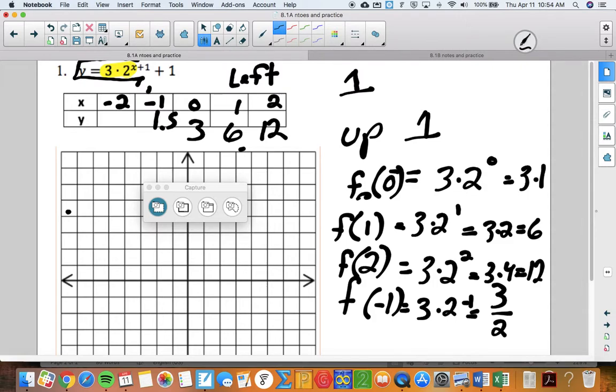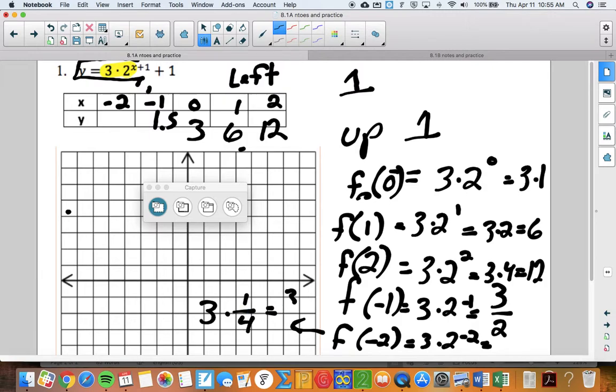And then last but not least, let's plug in -2. So 3 times 2 to the -2. That's going to be the same as, I'm going to write it over here, 3 times 1 over 2 squared, which is the same as 3 times 1/4, which is the same as 3/4. So this is 3/4 or 0.75.